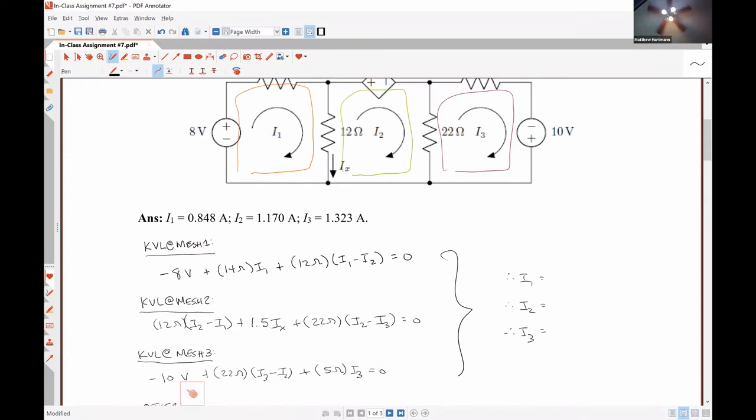Now, this is based entirely off of my mesh current drawings here.